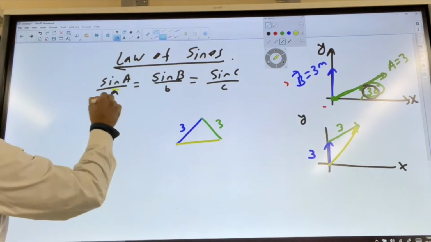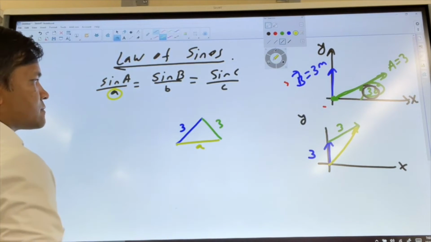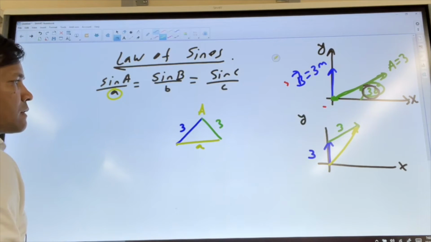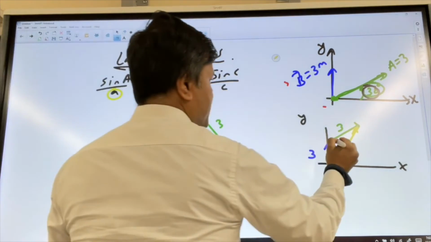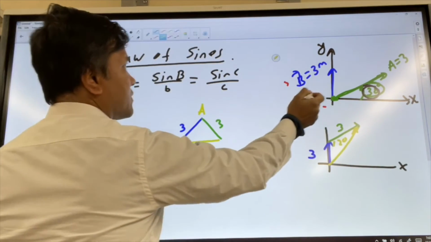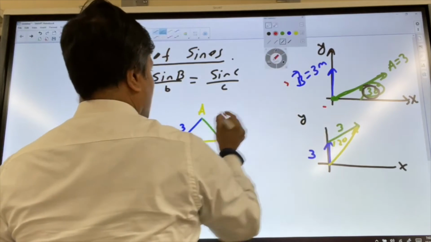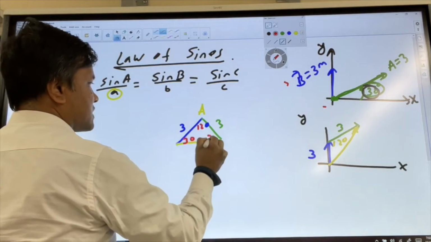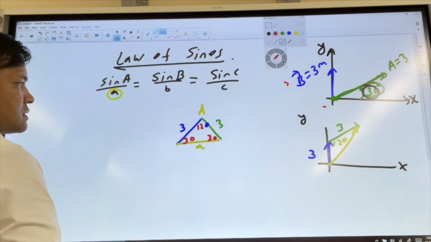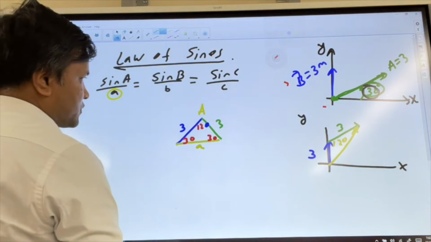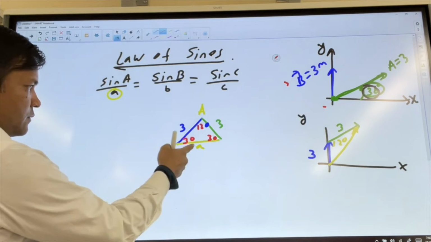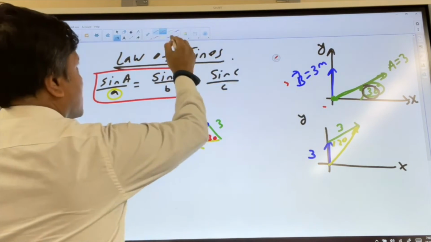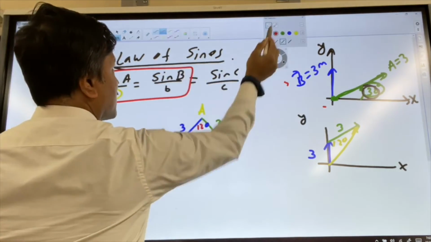So let's call this one A. A is the something we want to find, so let's call it A. A is the angle, this is 120. Why is it 120? I explained it before. So this is 120. Okay, this is then 30, and this is then 30 because this is an isosceles triangle. Okay, good. Now we want to find A. Okay, so let's use these two ratios. Okay, so let's go ahead.